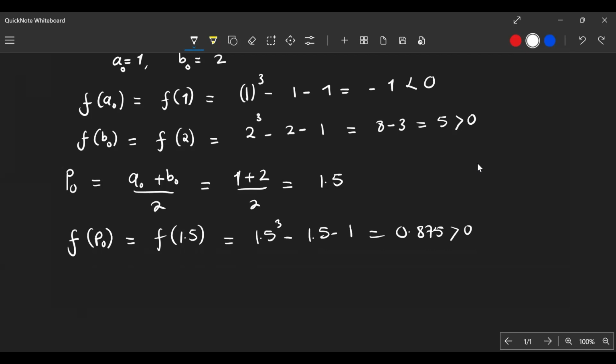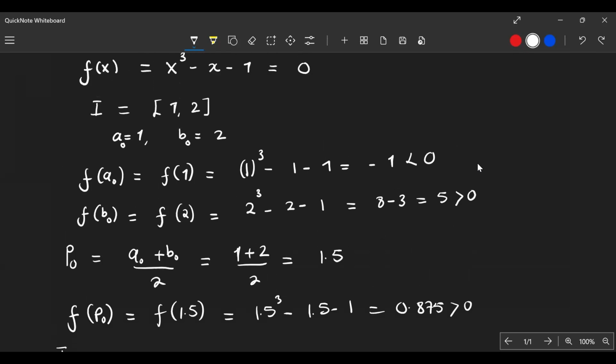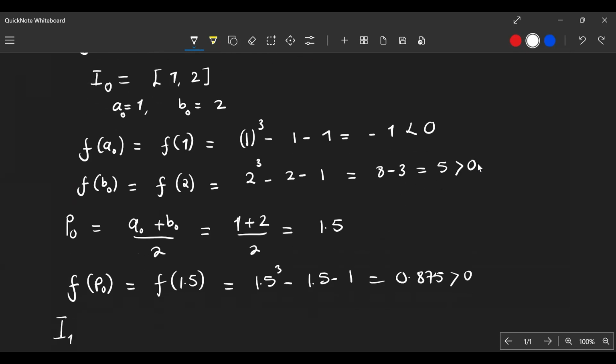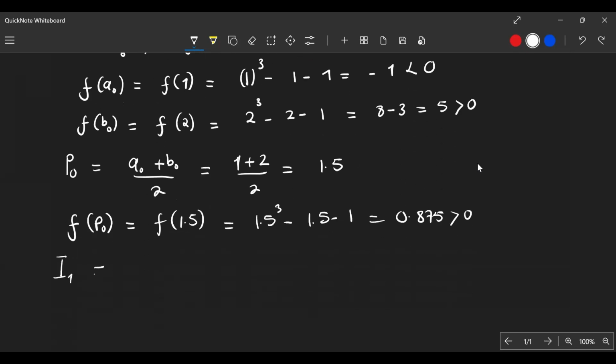So how do you get a new interval? You're going to check the behavior of the previous interval. Remember that a naught gave us a negative value for the function, and b naught gave us a positive value. Now here we have p naught, which is also giving us a positive value. So in our new interval, I'll call this I1. The first one, I should have named it I naught. This is my first interval.